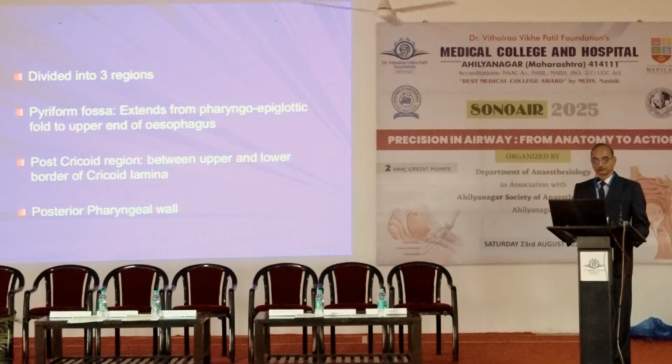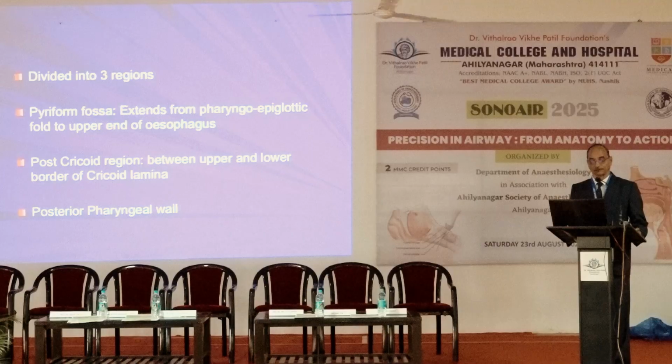It is divided into 3 regions: the pyriform fossa, which extends from the pharyngoepiglottic fold to the upper end of the esophagus, the postcricoid region between the upper and lower border of the cricoid laminae, and the posterior pharyngeal wall.